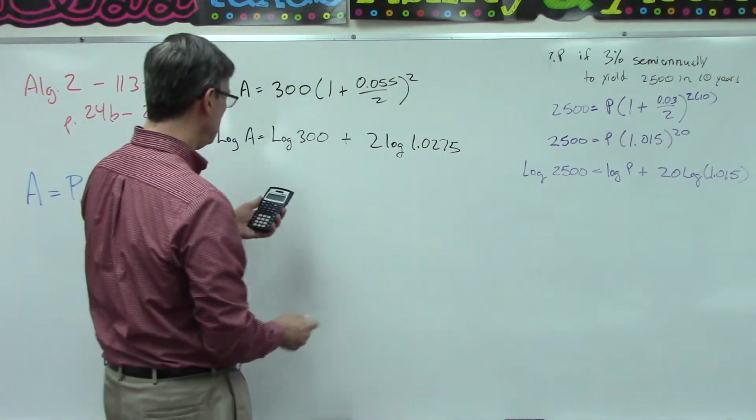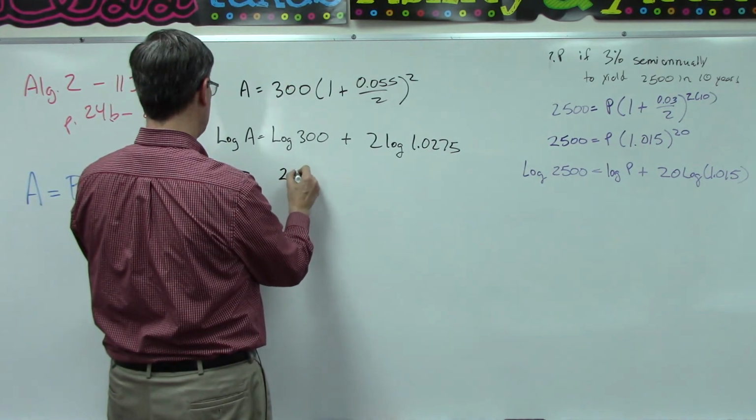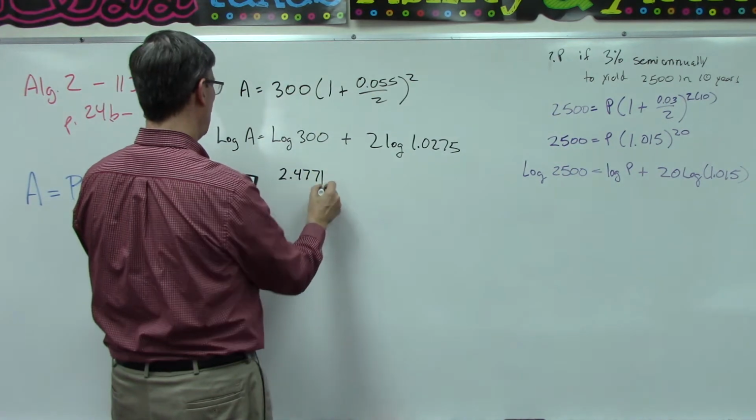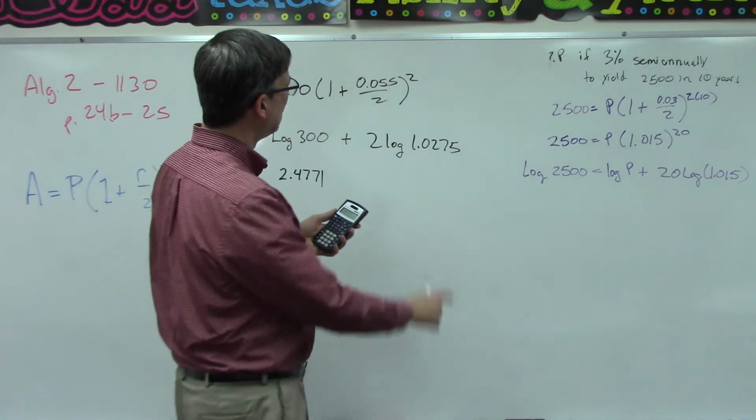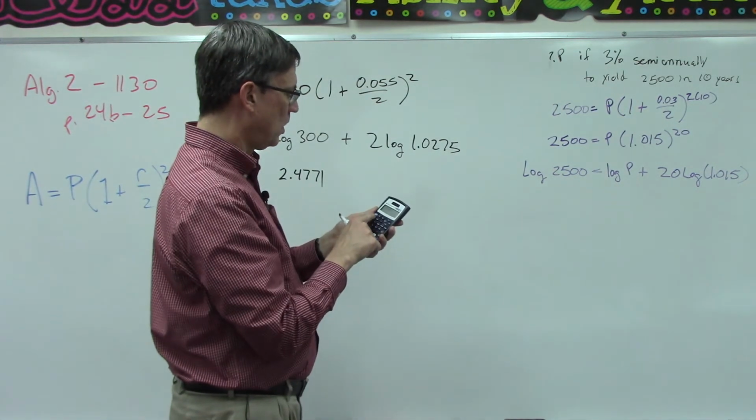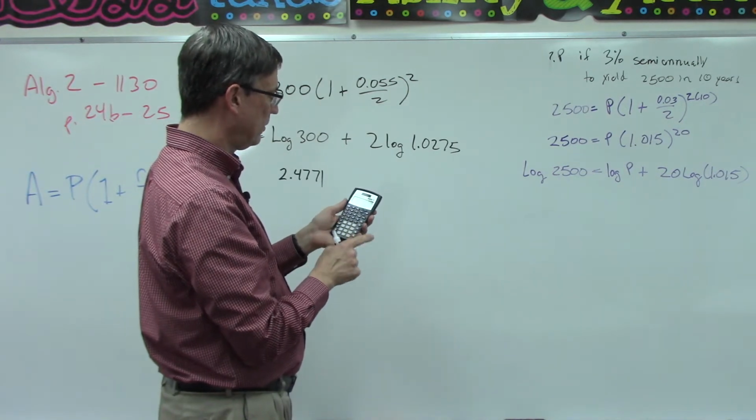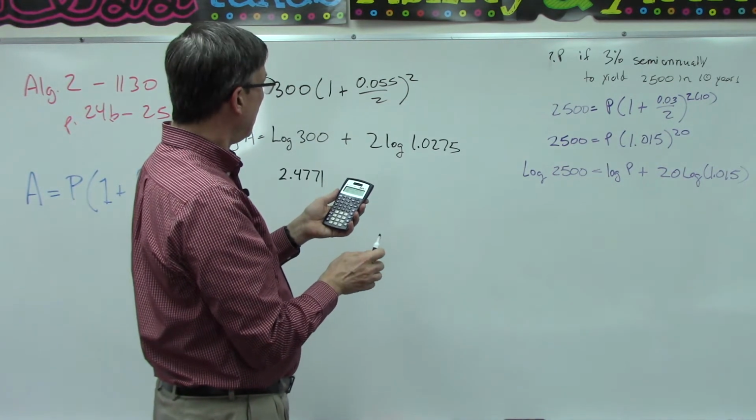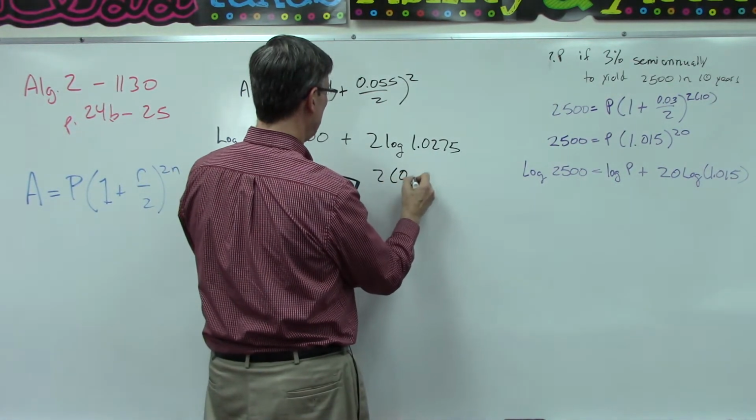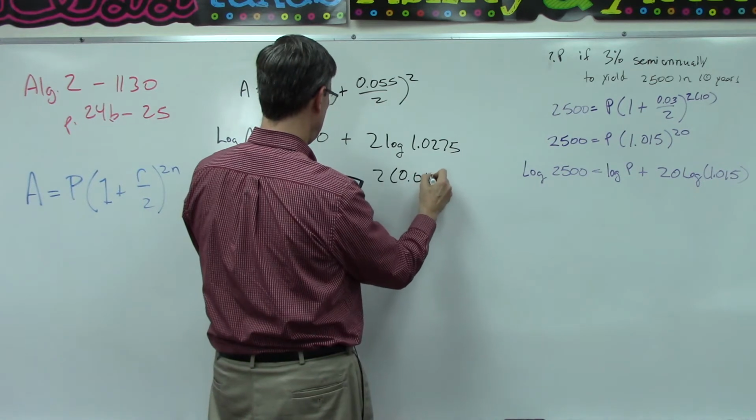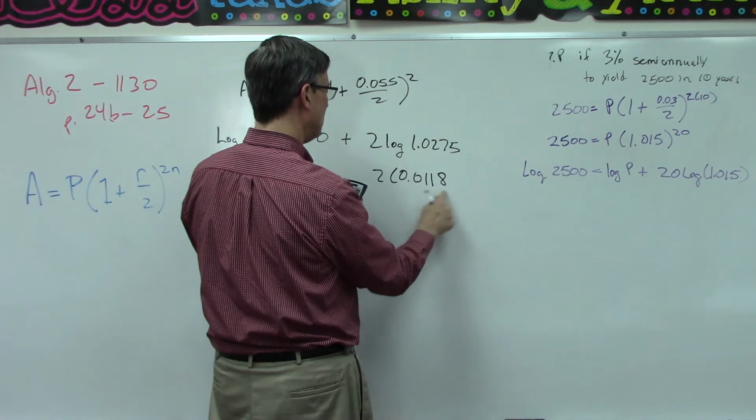We're going to carry it out to 4 decimal places. So I get 2.4771, and I think that's what they did get in the book for that one. All right. Now here I'm going to take log, type in 1.0275, hit enter. And we get 2 times 0.0118. I'm going to carry it out to 4 decimal places, okay?